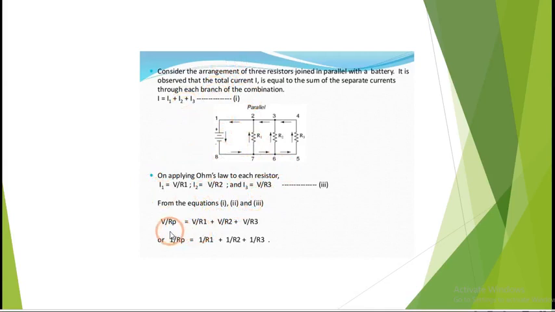Now, let's substitute equation 3 in equation 1. You will get V upon Rp is equal to V upon R1 plus V upon R2 plus V upon R3. Take V as constant throughout and cancel it out. You will get 1 upon Rp is equal to 1 upon R1 plus 1 upon R2 plus 1 upon R3. If there are n resistors connected, it will continue up to 1 upon Rn. Thus, when a number of resistors are connected in parallel, the reciprocal of the equivalent resistance is equal to the sum of reciprocals of individual resistances.